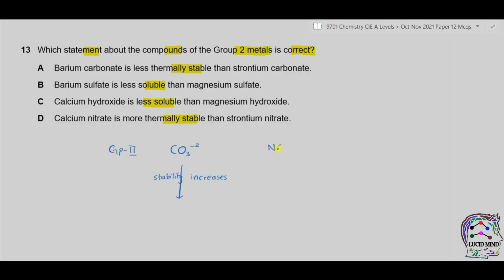For nitrates, again stability increases down the group. This is the thermal stability. For hydroxides of group 2, solubility increases down the group. And last one is sulfates. The solubility of sulfates decreases down the group.